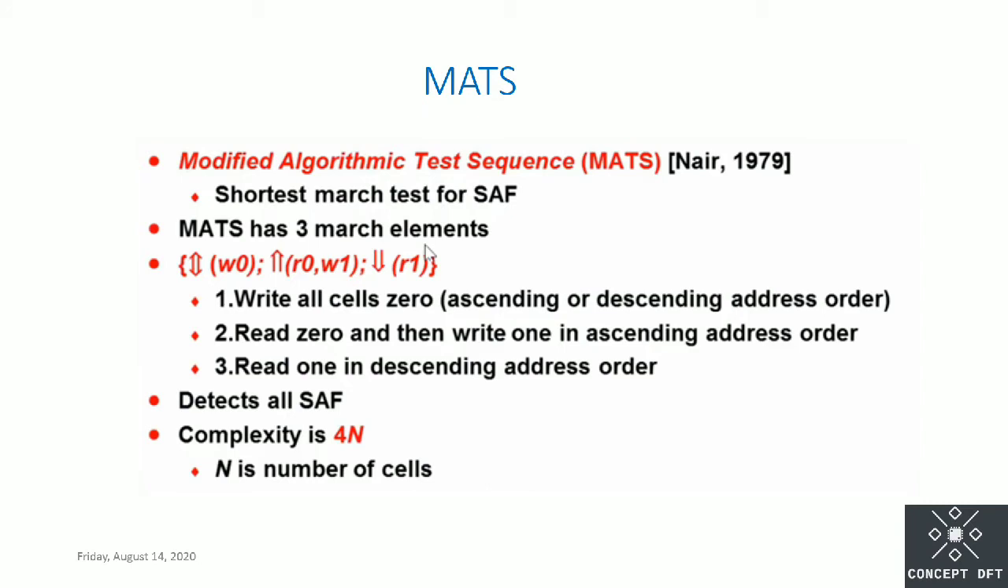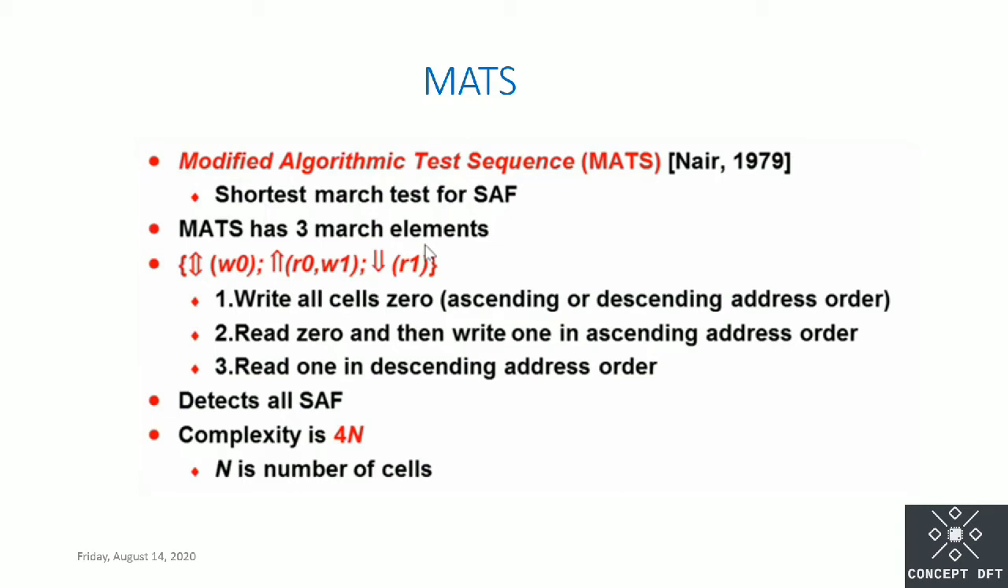First algorithm is the MATS algorithm. MATS stands for Modified Algorithm Test Sequence. The MATS algorithm was discovered in 1979. This is the shortest March test for circuit fault.